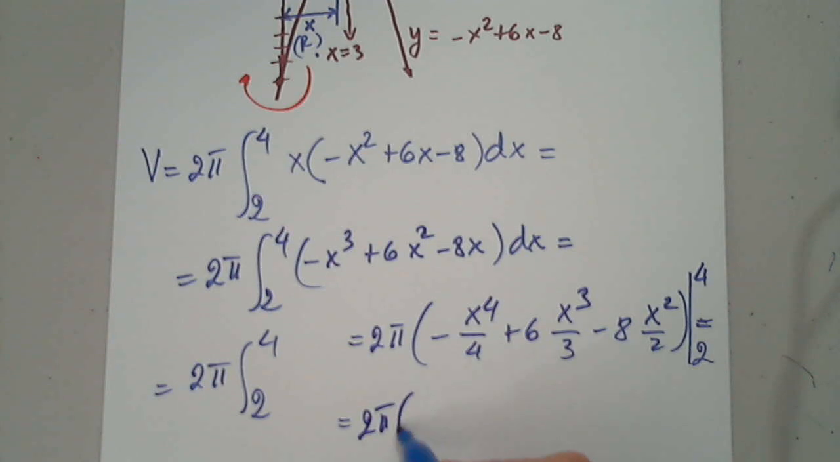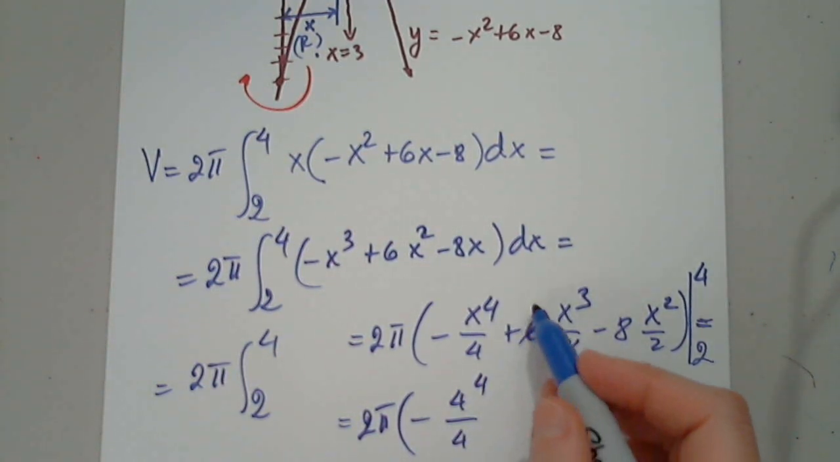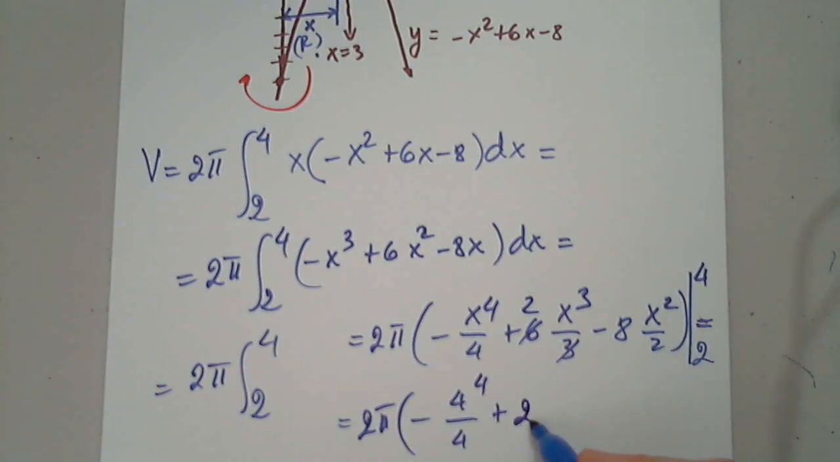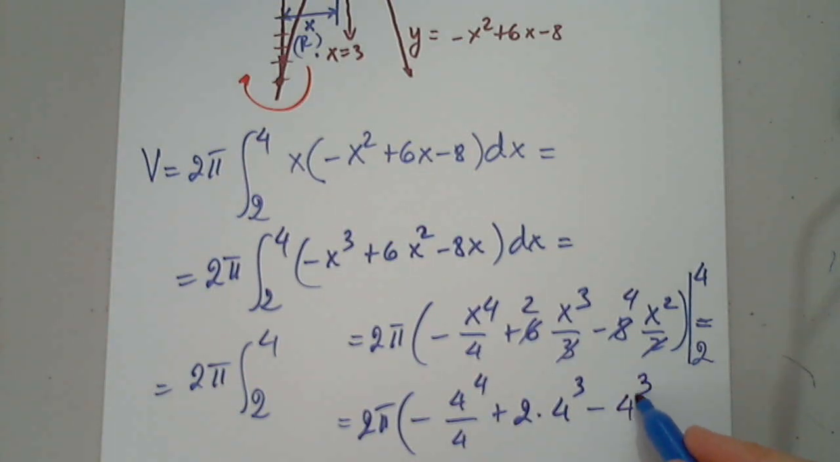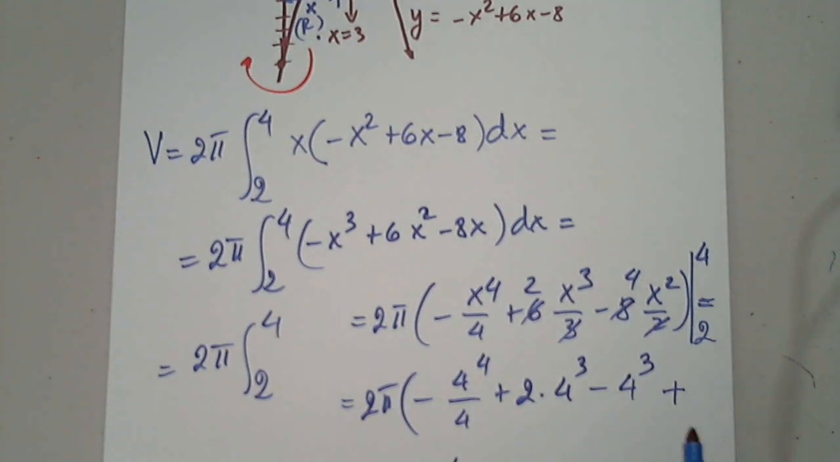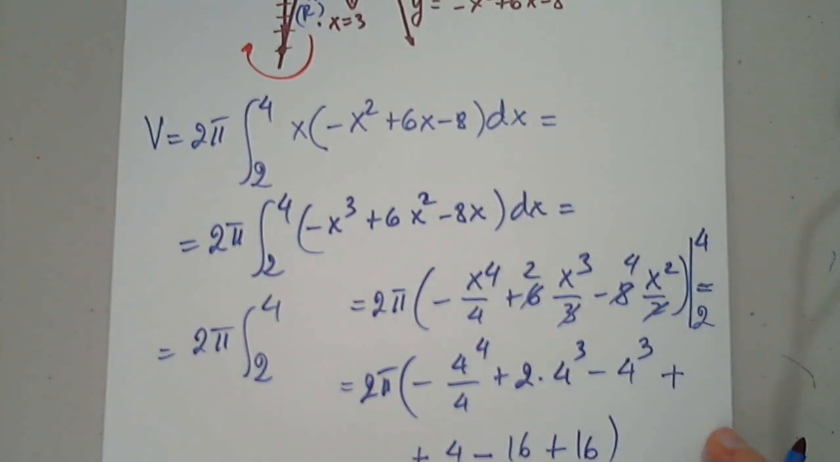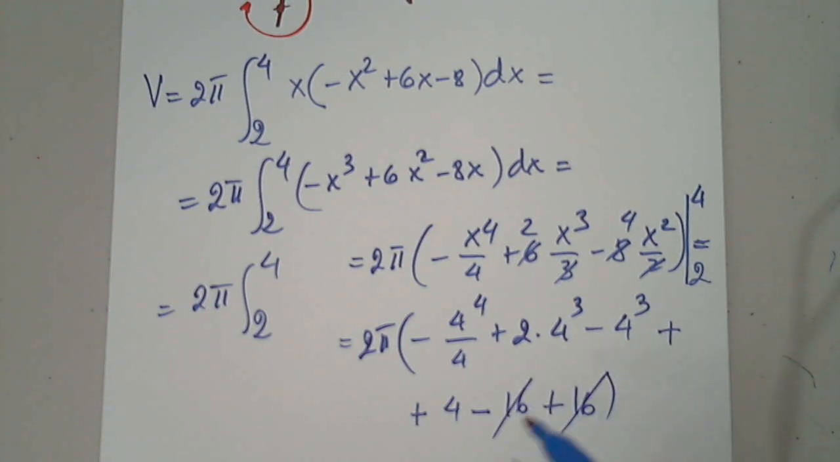So this is 2 pi. I plug in 4: negative 4 to the fourth over 4, plus 2 times 4 to the third, minus 4 to the third. Careful now. Plus 2 to the fourth is 16 over 4, which is 4, but minus 8 times 2, 16, but plus 4 times 4, 16. Okay, so it happens that these two will go away.